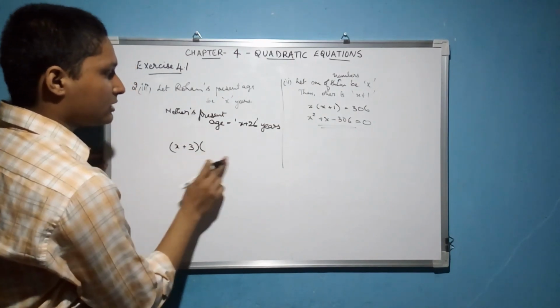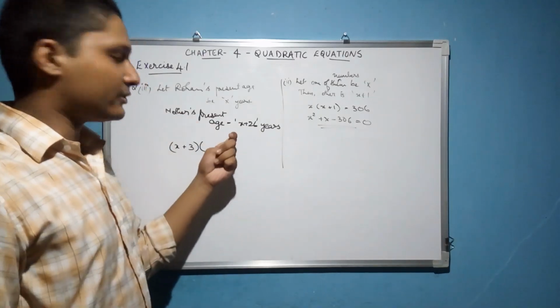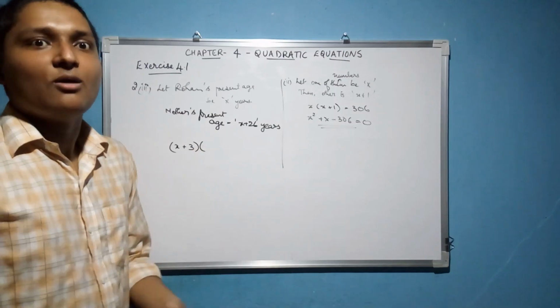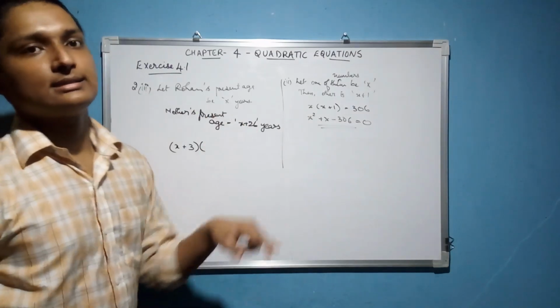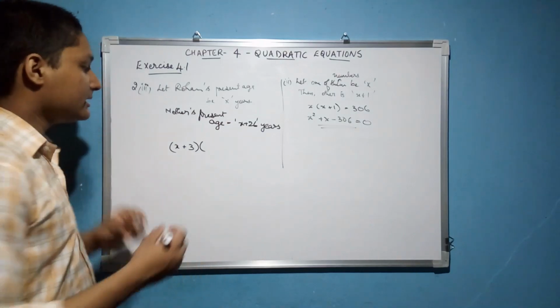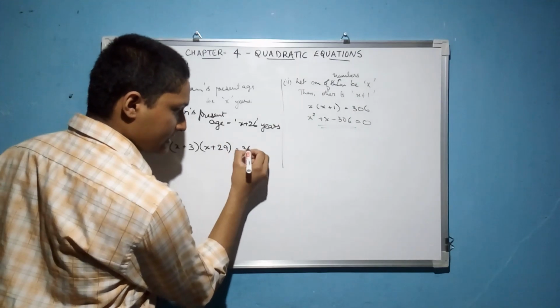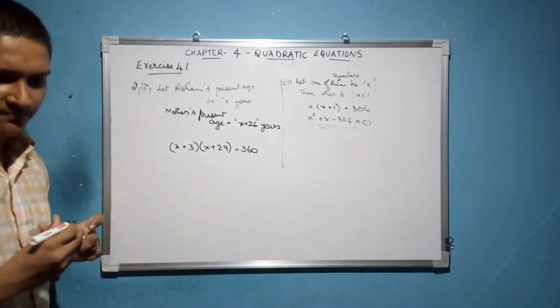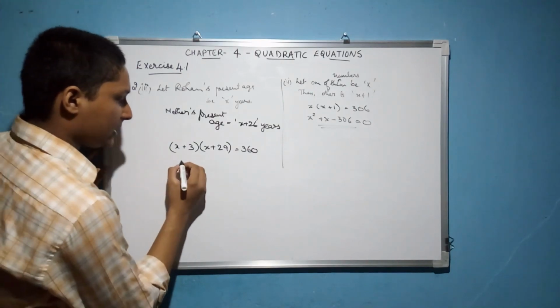Okay, and the product should be here, right? So I need to add 3 more years for his mother also. Mother also will become 3 years older after 3 years, right? So it is going to be x plus 26 plus 3, that is x plus 29. The product of x plus 3 and x plus 29 is going to be 360 as per the given question. Okay, this much we got. So we need to just simplify the remaining thing now.